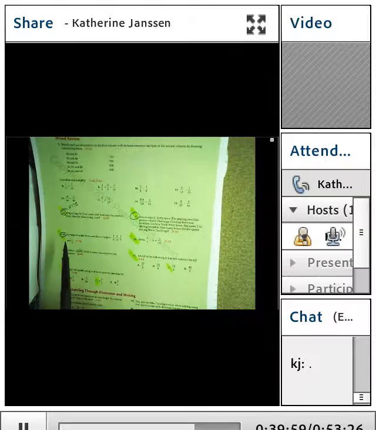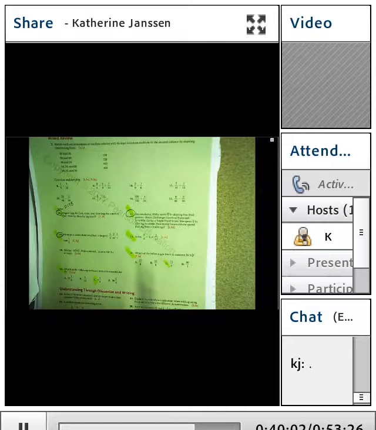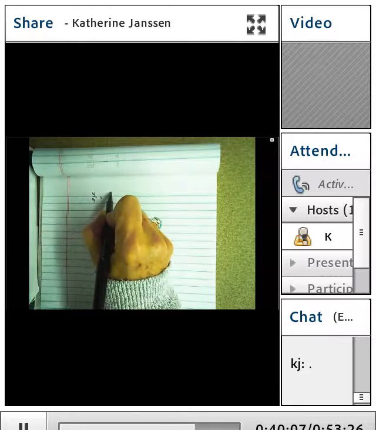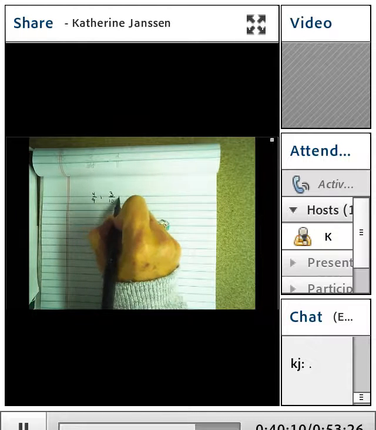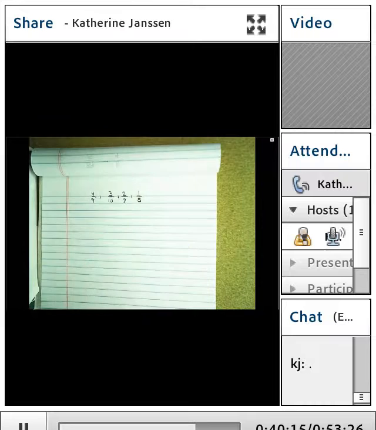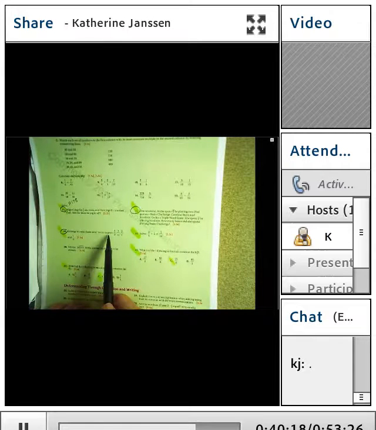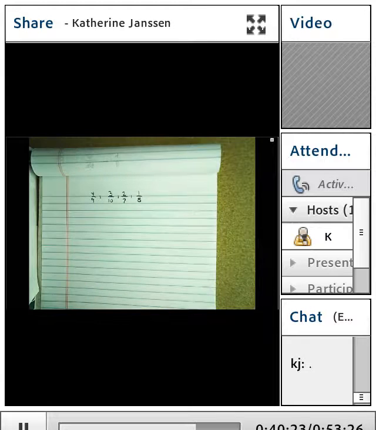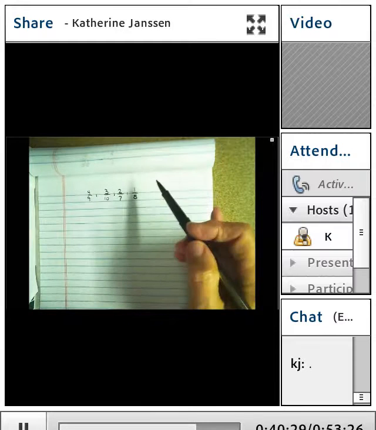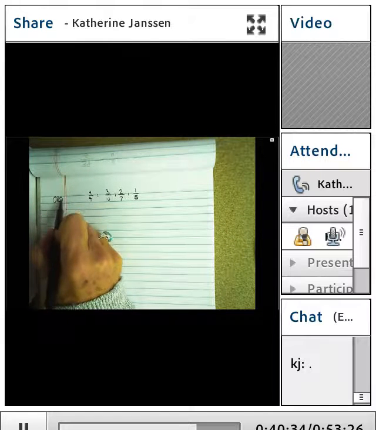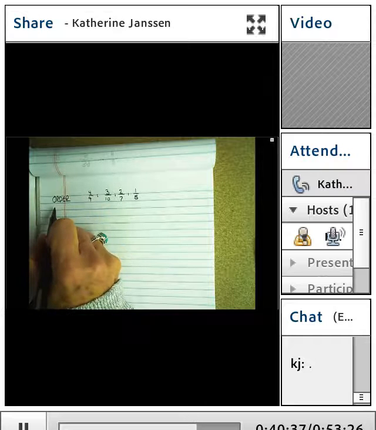Number 18, arrange in order from smallest to largest. I have 4/9, 3/10, 2/7, and 1/5. Arrange in order from smallest to largest: 4/9, 3/10, 2/7, and 1/5. Now we want to do this by comparing the order. So which is the smallest of these fractions? And in order to determine order, we're going to have to find a common denominator.